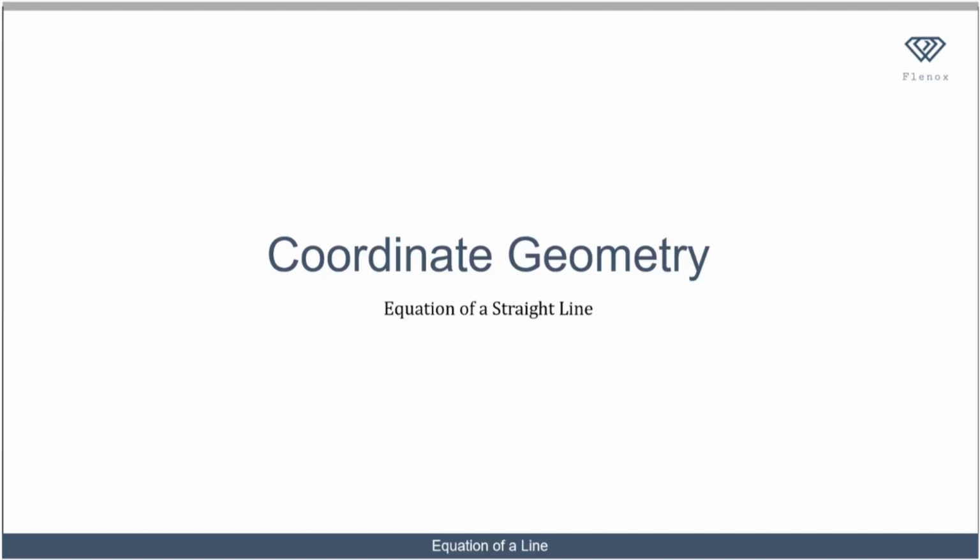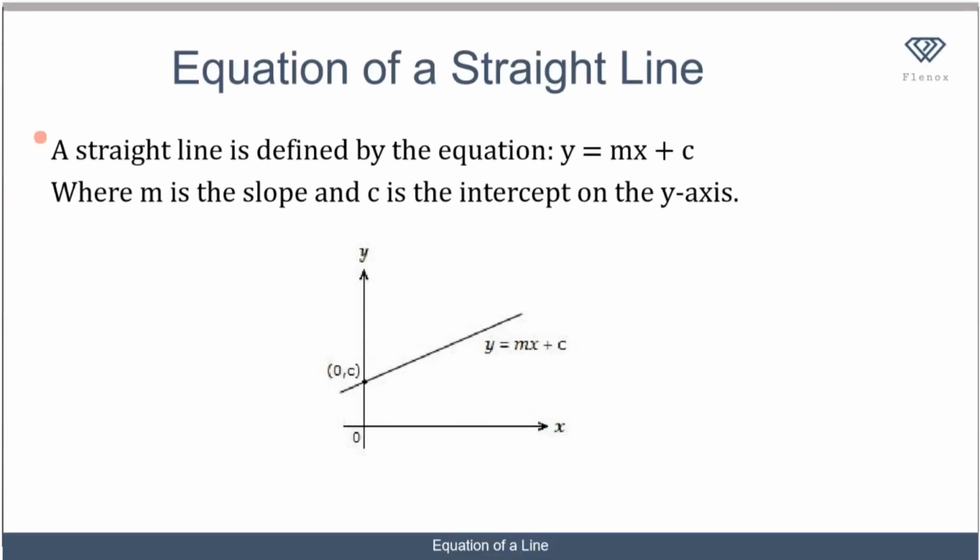So now we'll be looking at the equation of a straight line. When we have a straight line, how do you write out an equation that represents it? A straight line is defined by the equation y equals mx plus c, where m is the slope and c is the intercept on the y-axis.